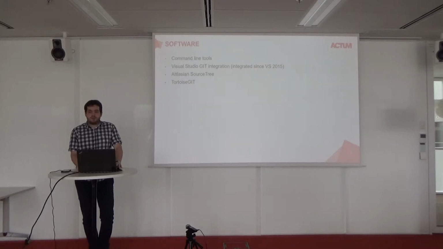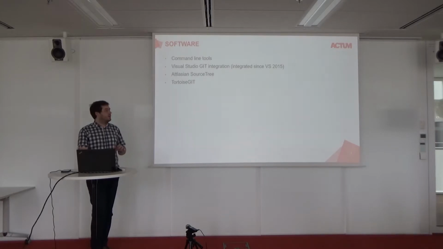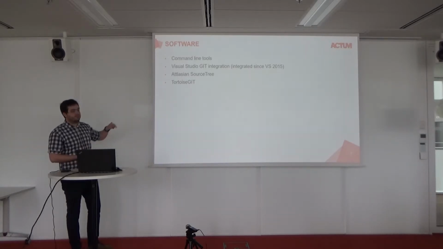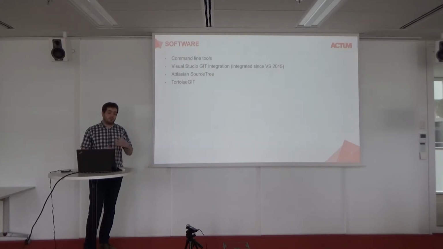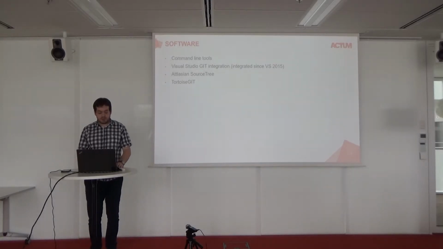Other user interface tools are Atlassian SourceTree. I don't know how many of you are using Atlassian SourceTree. Quite a lot of hands. And TortoiseGit. Some of you use TortoiseGit. Also a few hands. I know that a lot of people hate TortoiseGit. I quite like it because it's quite close to the real commands you invoke from the command line. But a lot of people prefer SourceTree, and in general it doesn't matter which tool you will be using.